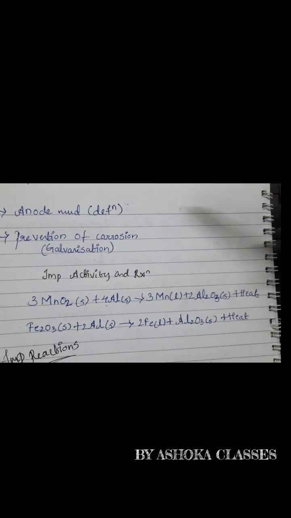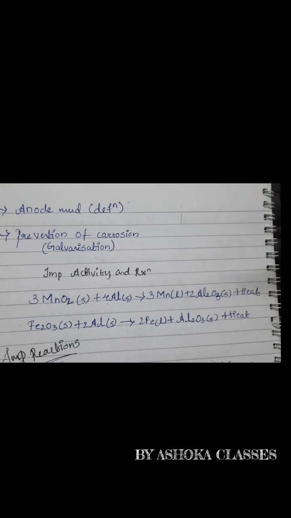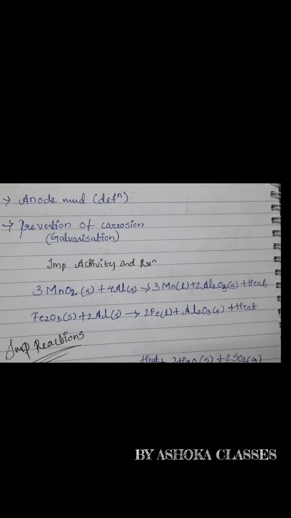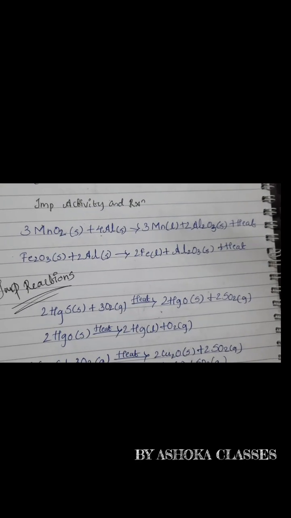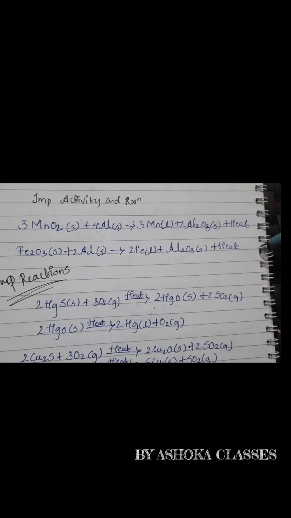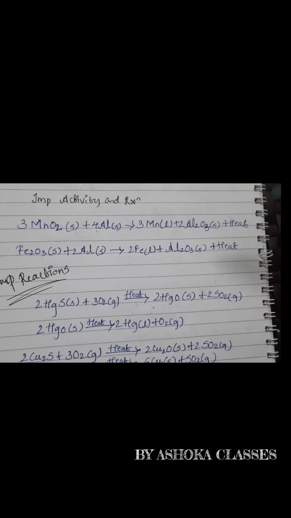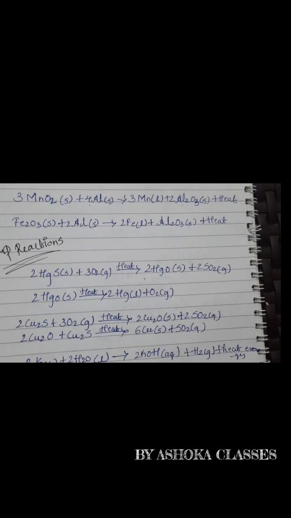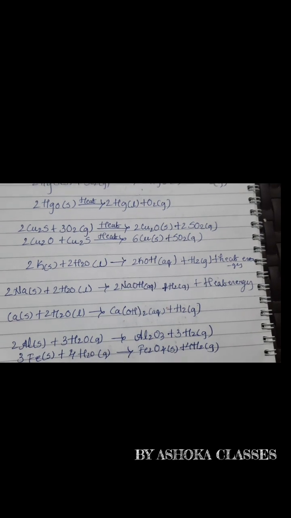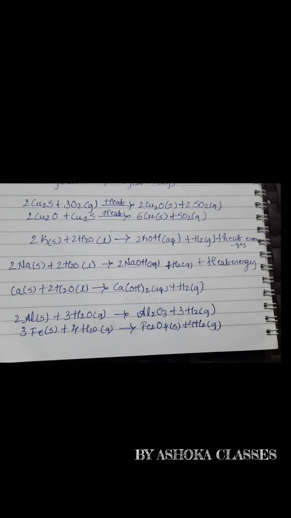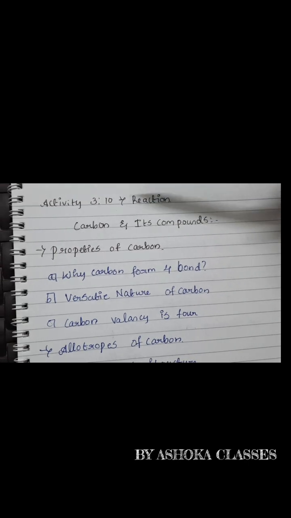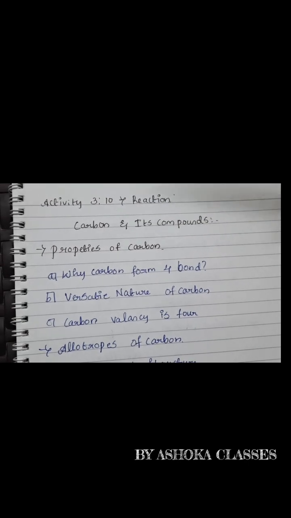Then it is the prevention of corrosion. You have to remember how corrosion is prevented. It is also called galvanization. Correct. So here we have an important activity reaction which comes as it is for your exam. So you have to practice this. So go through it first. Next is the next activity, 3.10. In this also the reaction is important.